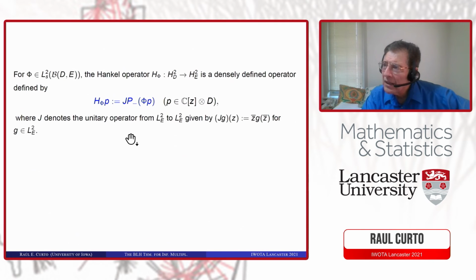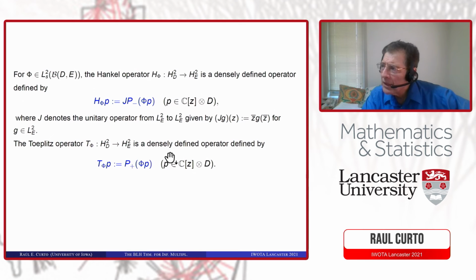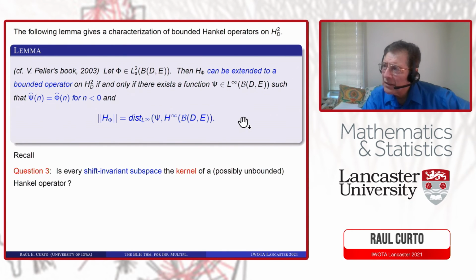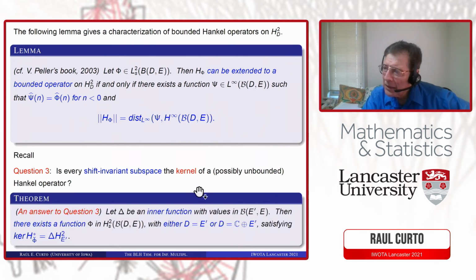So we know what the Hankel operator is, right? And the Toeplitz operator is generally a densely defined operator defined in this manner, right? And Peller proved that H phi can be extended to a bounded operator if and only if there exists a function C so that the Fourier coefficients of C and the Fourier coefficients of phi agree for negative n, right? And therefore, the norm of H phi is given as the distance of C to H infinity. And question 3 said, is every shift invariant subspace the kernel of a positively unbounded operator? So we're going to use this result from Peller, and we're going to answer question 3 as follows.